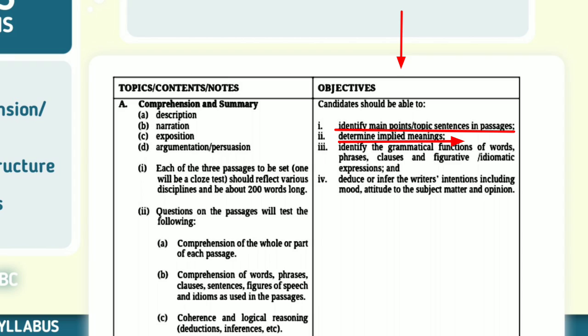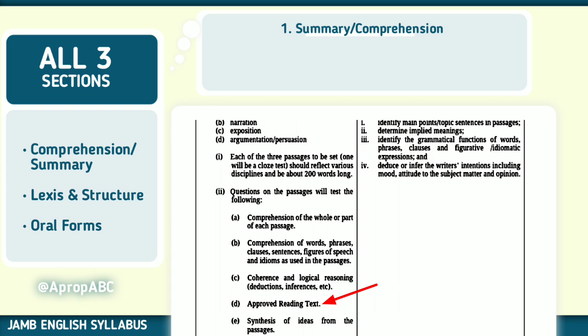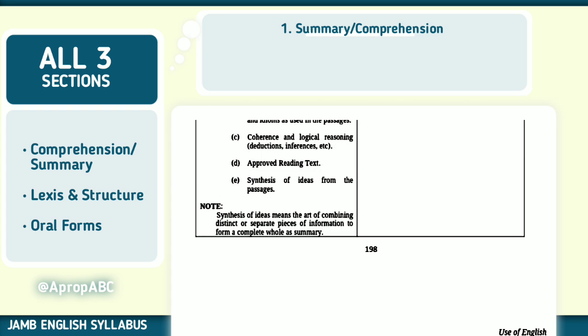And identify the grammatical functions of words, phrases, clauses, and figurative or even idiomatic expressions. So if you understand the grammatical functions of these particular words and phrases, you'll be able to do the last one, that's deduce or infer the writer's intentions, including mood and attitude to the subject matter. You have this approved reading text, comprehension of all parts. So just make sure you understand that part very well.